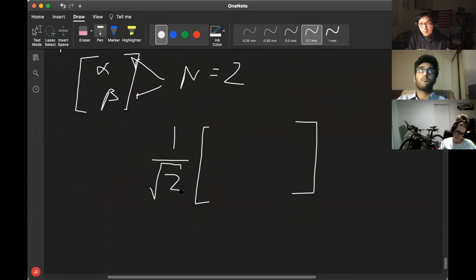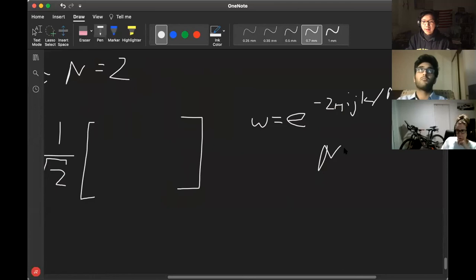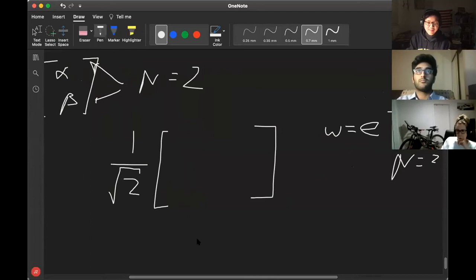Now, there are all those omegas floating around. I remind you that omega is the basis of all the harmonics that we're going to be messing around with. So 2 pi i j k over n. In this case, n equals 2. And we're going to start indexing. Our matrices are zero indexed, unlike if you were to use R, which does one indexing. And that's a whole other argument in the software engineering community.